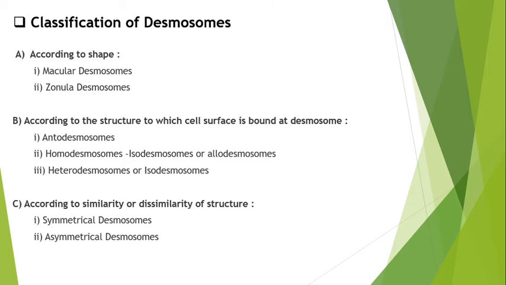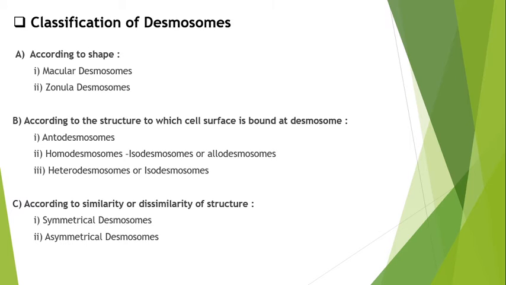Zone-like, belt-like desmosomes are those which encircle a cell like a belt or zone and bind it to its neighbors all around its circumference, often called terminal bars. According to shape, there are two types of desmosomes: macular desmosomes, meaning the spot-like desmosomes, and zonular desmosomes, meaning the belt-like or zone-like or bar-like desmosomes.